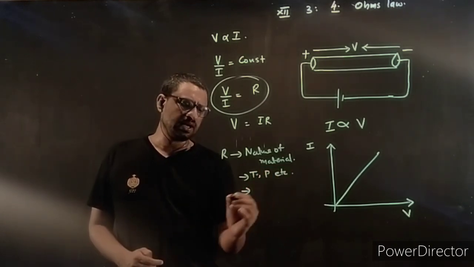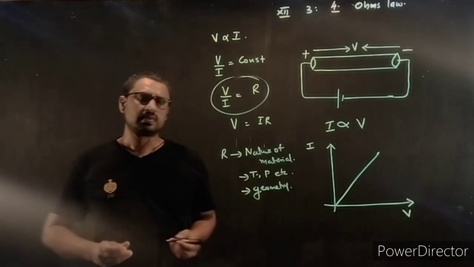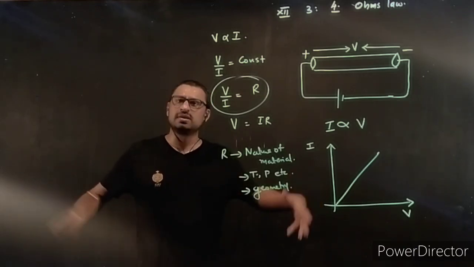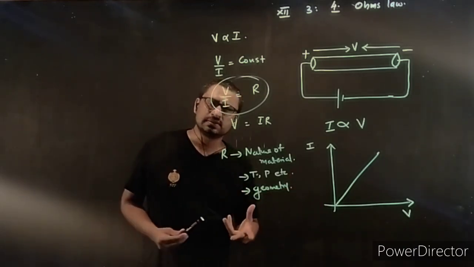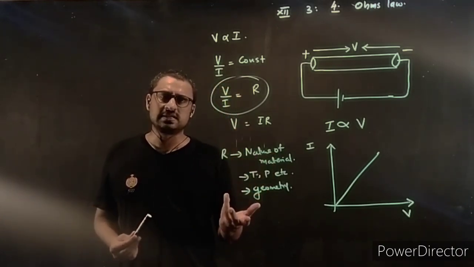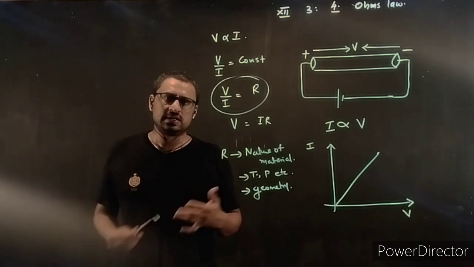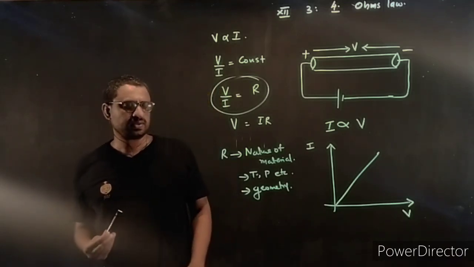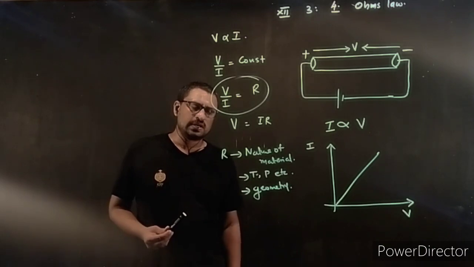And it also depends on the geometry of the conductor, whether it is thick, whether it is thin, whether it is long, and all. So the resistance, which is a constant, depends on the nature of the material, because the value of resistance is not the same with steel and wood. It is not the same with copper and iron, like that. So for different materials, it will have different resistance.